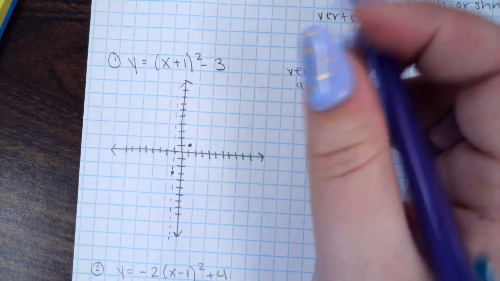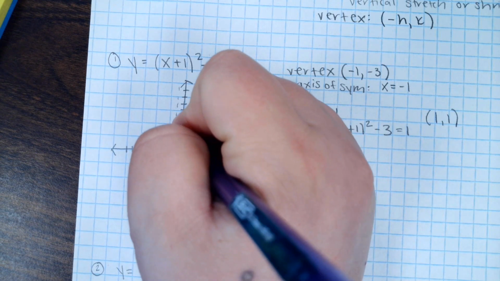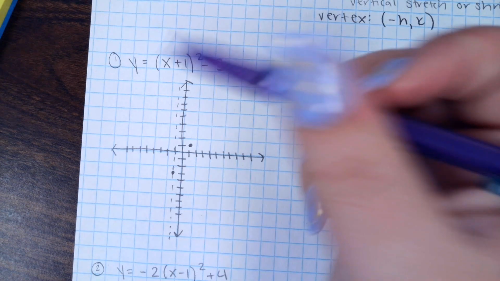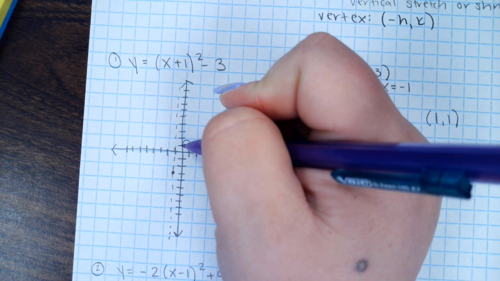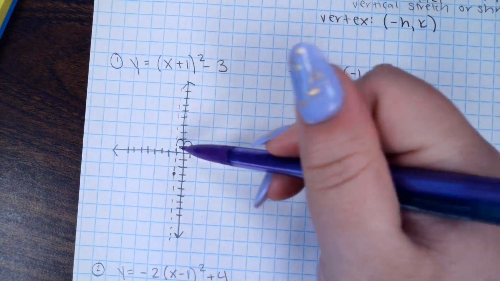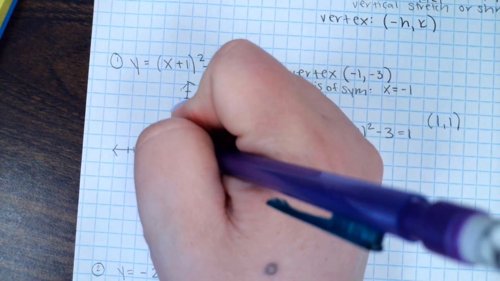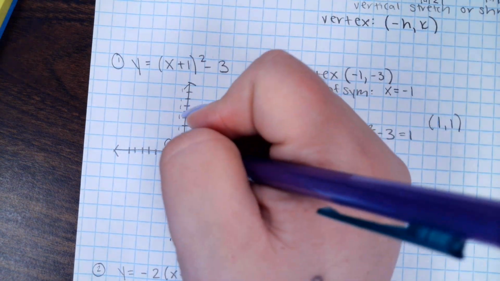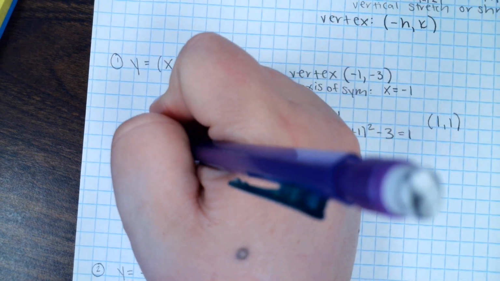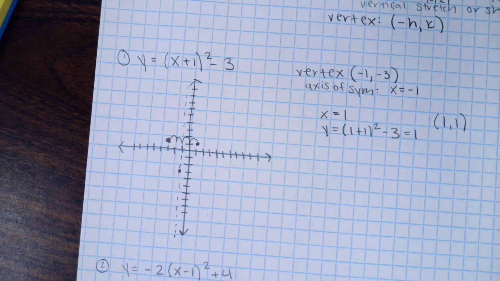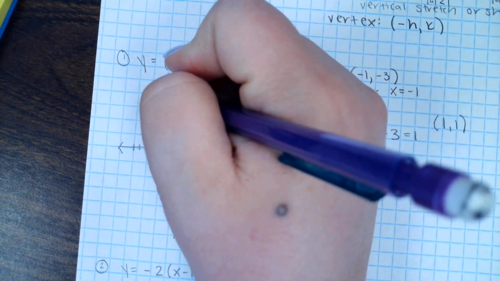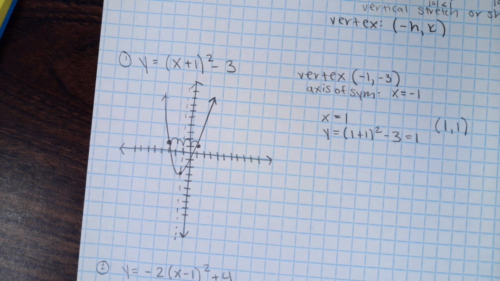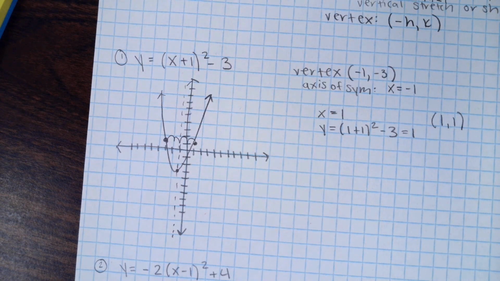Now here's how we use symmetry. We look at our point and say, how many spaces away from my axis of symmetry am I? Well, I go 1 to 0, 0 to negative 1. So I'm 2 spaces away. That means if I go 2 spaces in the other direction, that means negative 3, 1 is also a point on my graph. Once I have 2 points, I go ahead and graph my parabola. And that's what it looks like. That's all vertex form is.